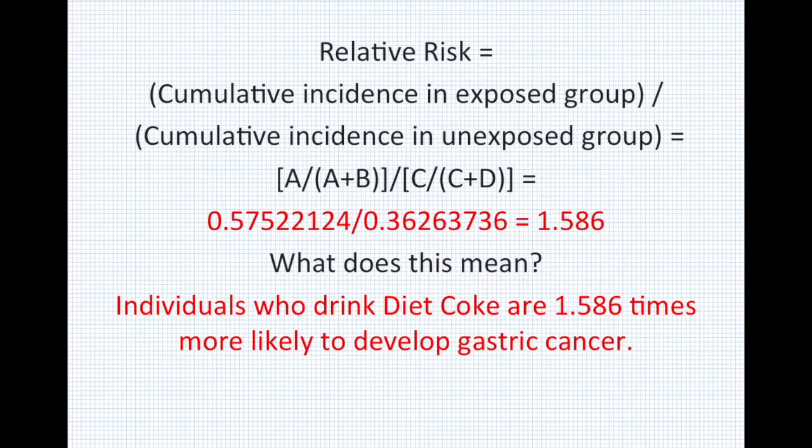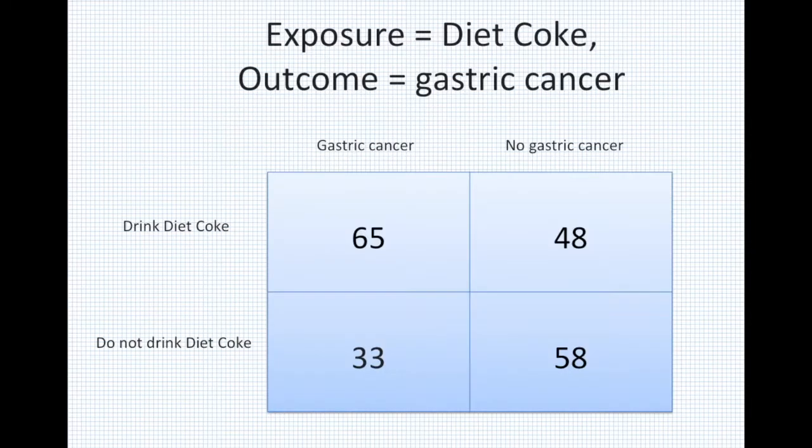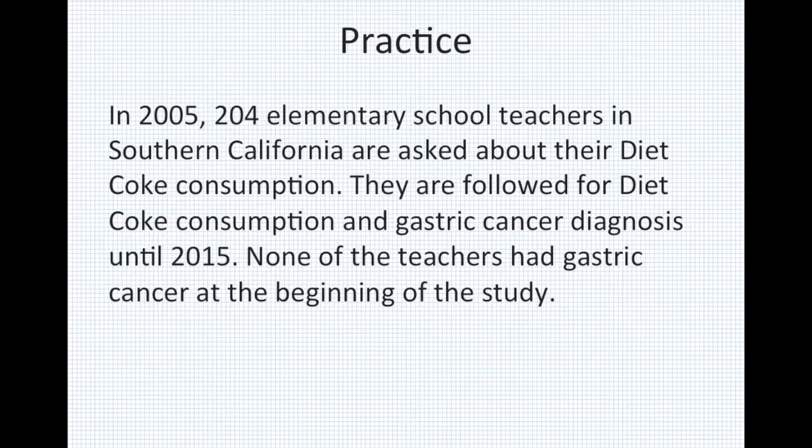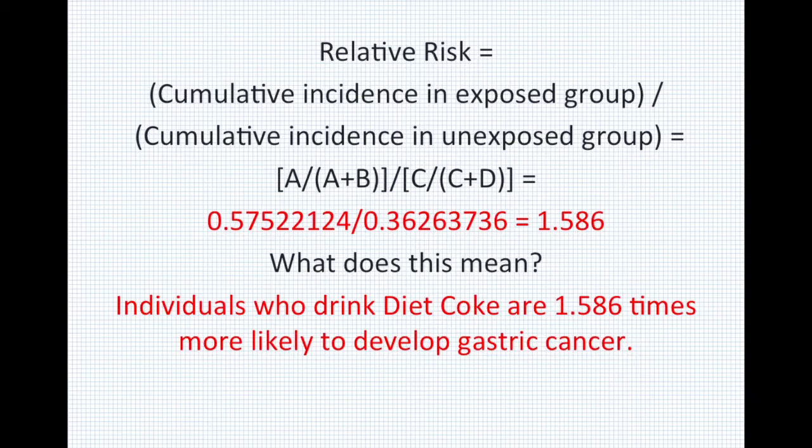So this means that individuals who drink Diet Coke are 1.586 times more likely to develop gastric cancer compared to individuals who do not drink Diet Coke in this elementary school in Southern California. It's always important to relate your interpretations back to your study population.